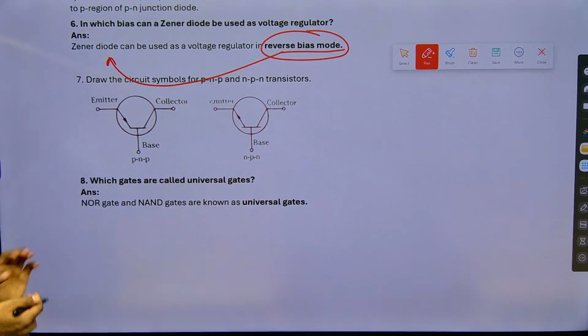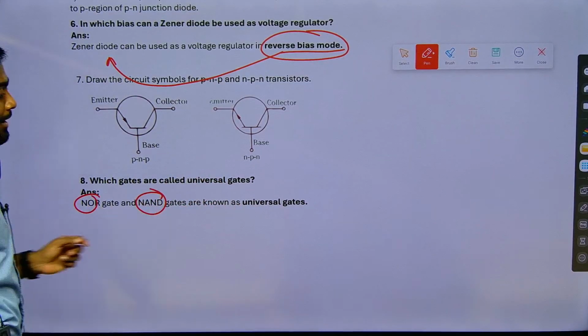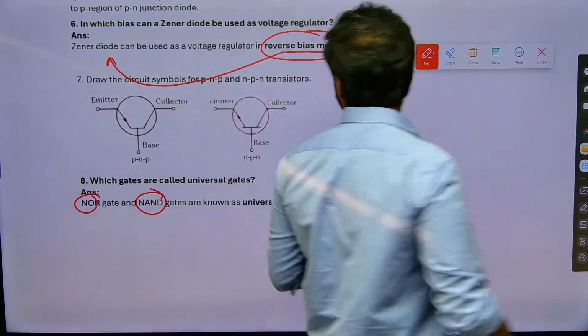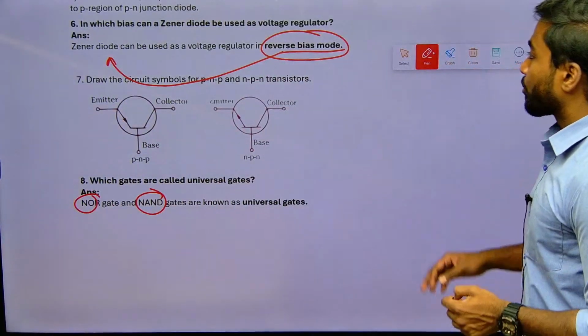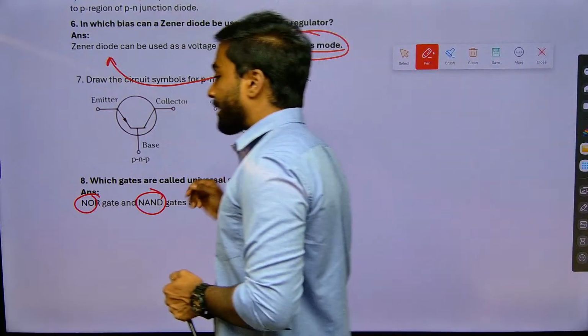And when we talk about which gates are called universal gates, only the NOR gate and the NAND gate are called universal gates. Okay, universal gates. You can take a note of this 6th, 7th and 8th question.